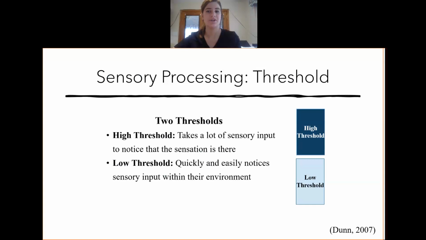This slide is on the sensory processing factor that involves thresholds. There are 2 different thresholds in receiving sensory input. An individual's threshold can be low or their threshold can be high. With a low threshold, it does not take much input for the individual to notice that the sensation is there. With a high threshold, it takes a lot more sensory input for the person to notice that the sensation is there.